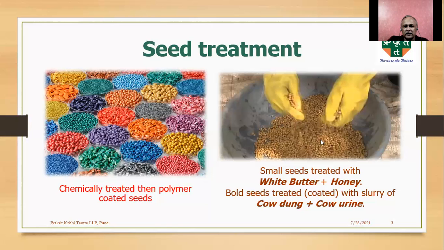But in the case of organic seeds, there is no such treatment possible, and that's why we have to treat them separately. Whatever seeds are available for organic purposes, they are untreated. And here I have taken the example of two things: white butter and honey for small seeds, and for bold seeds, cow dung and cow urine.